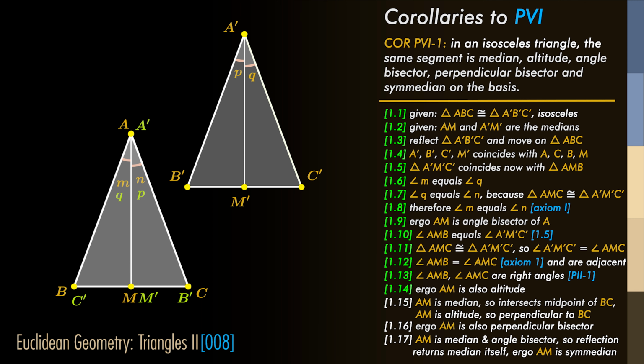Thirdly, as AM is a median, it intersects the midpoint of BC. But now we know also that AM is an altitude, and as such, it is perpendicular to BC. So by definition, AM is also a perpendicular bisector of BC. Fourthly, as AM is the median and the angle bisector, reflecting the angle bisector around the median simply means that the reflection is the median itself. So AM is also the symmedian.